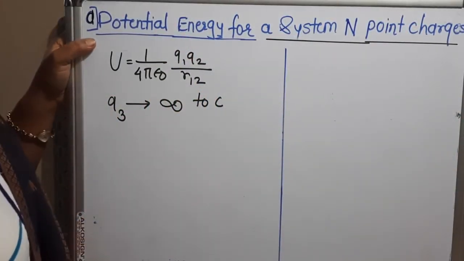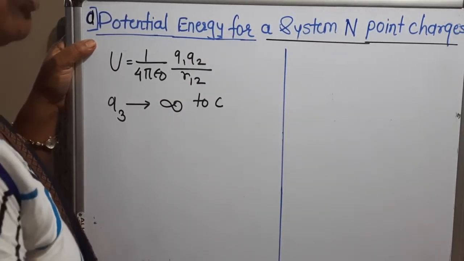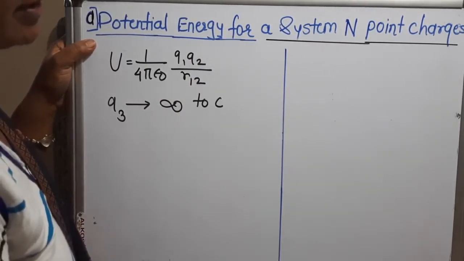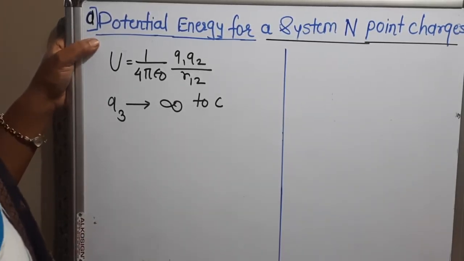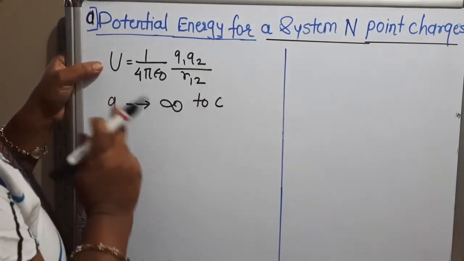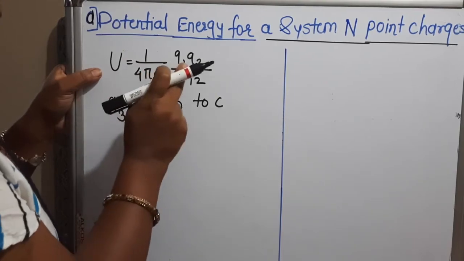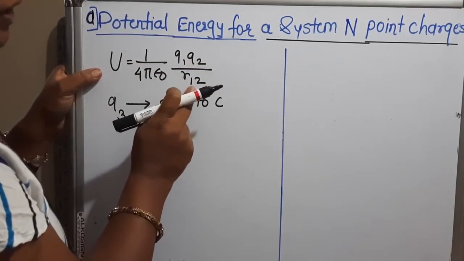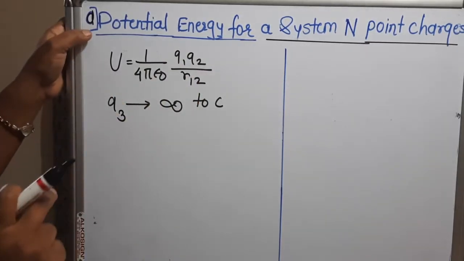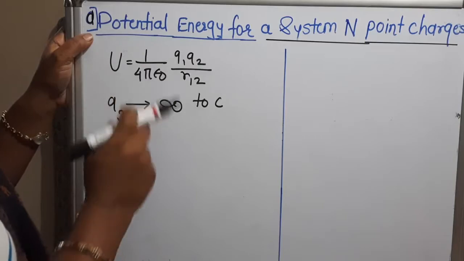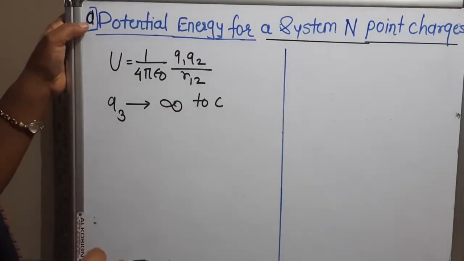Students, in the last session we studied potential energy for a system of two point charges. Using this, we derived the relation U is equal to 1 upon 4 pi epsilon 0 Q1 Q2 upon R12, where R12 is the distance between the two charges. Then, using this relation, we derive the potential energy for a system of n point charges.